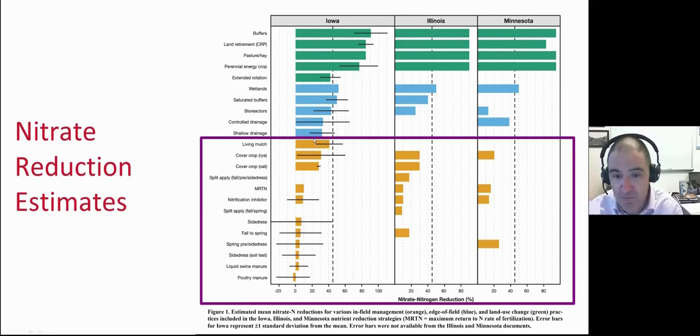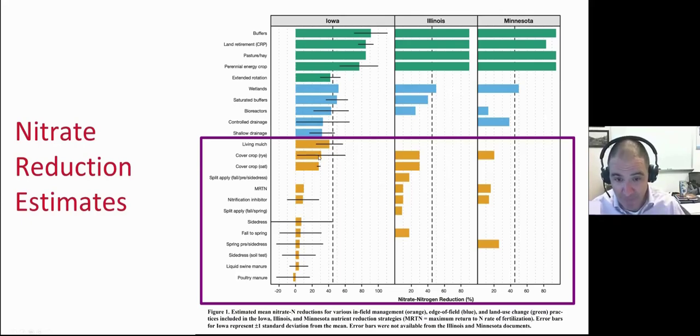But the mustardy or dark yellow colors in the purple rectangle down below are many of those in-field practices. So you can see here, for example, nitrification inhibitor. If we're using a nitrification inhibitor, we might expect on average maybe an 8 to 9% reduction in nitrate loss, based on the data that we summarized for the Iowa Nutrient Reduction Strategy, about 10 in Illinois, and maybe about 13 or 14 in Minnesota. So you can see single digit impacts of that.